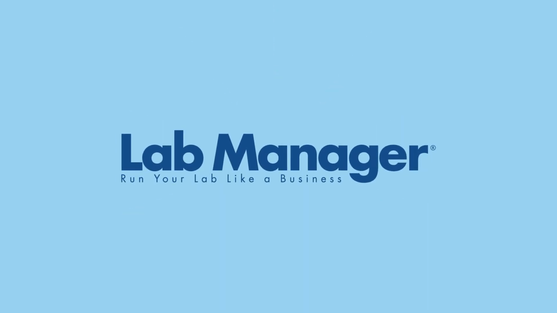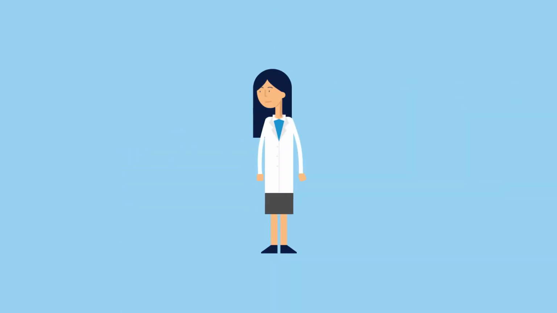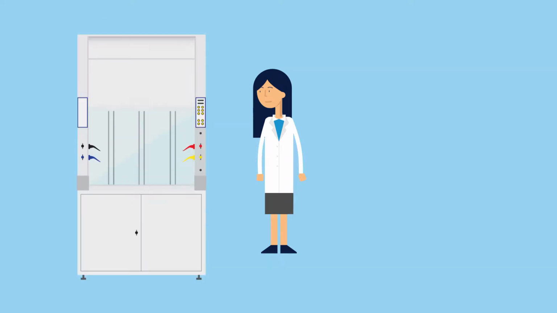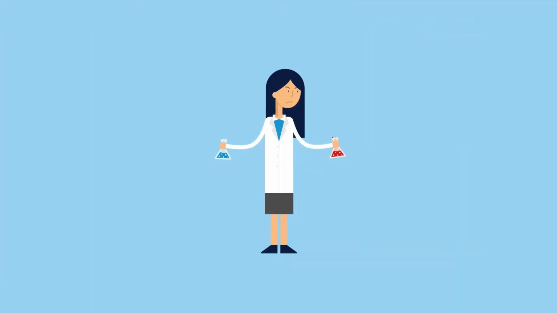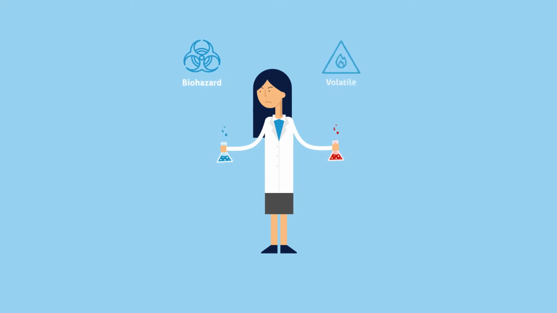Choosing what type of primary engineering controls or ventilated enclosure is right for a lab can sometimes be confusing. When working with chemicals, typically you would use a fume hood, and if your work involves biohazardous materials, you would use a biological safety cabinet. But what if your research involves both biohazardous agents and volatile chemicals? In this case, a Class II Type B2 100% exhausted BSC is often selected.